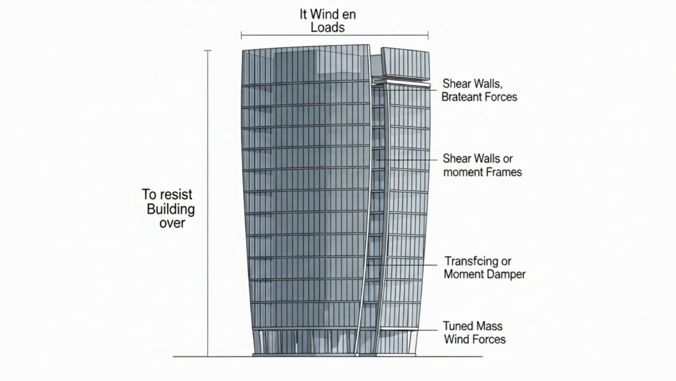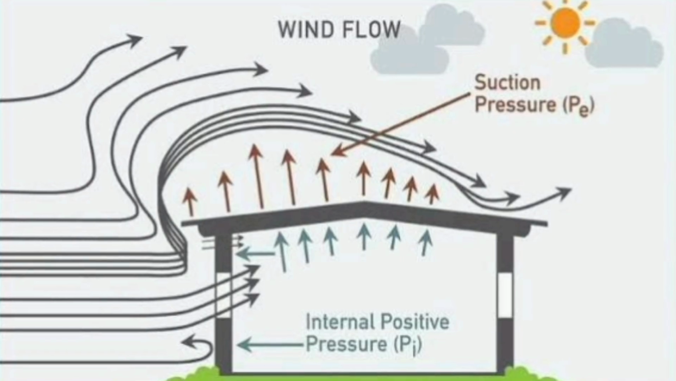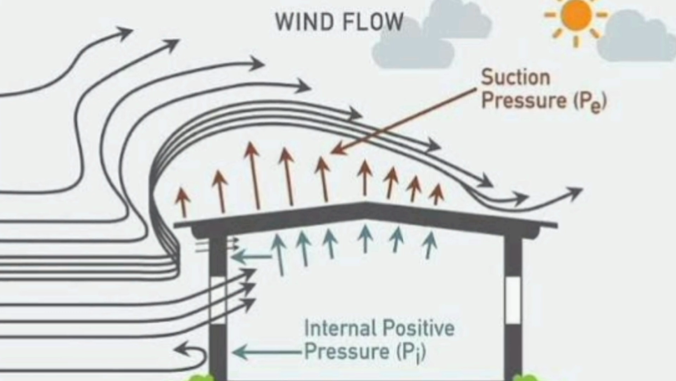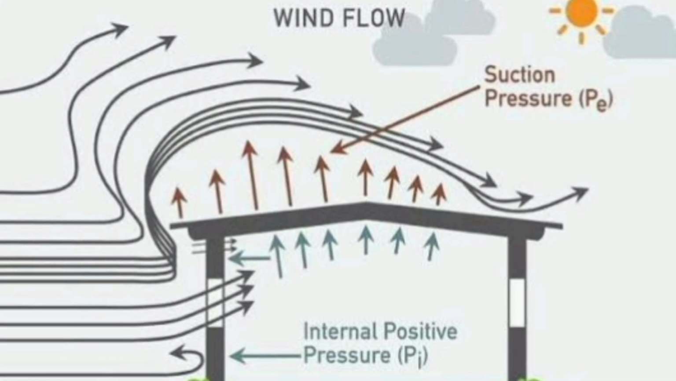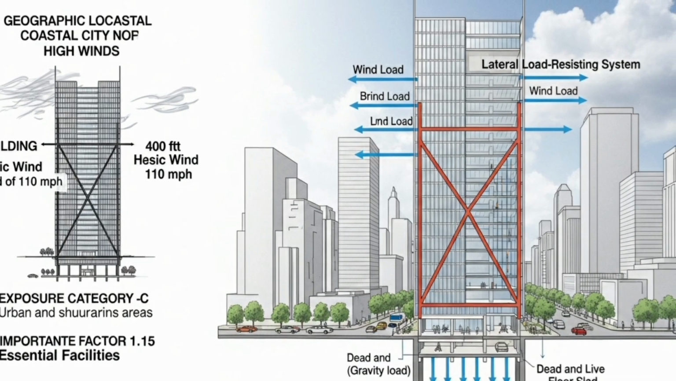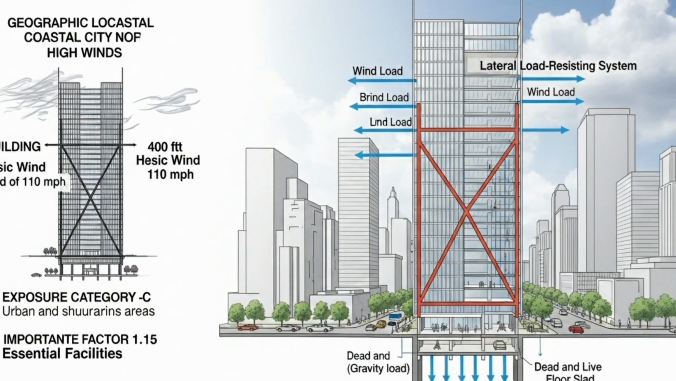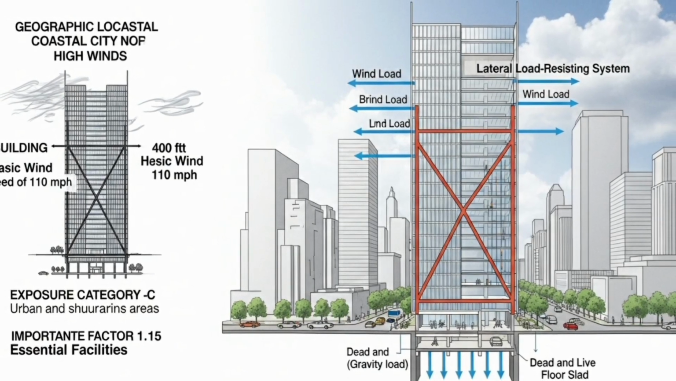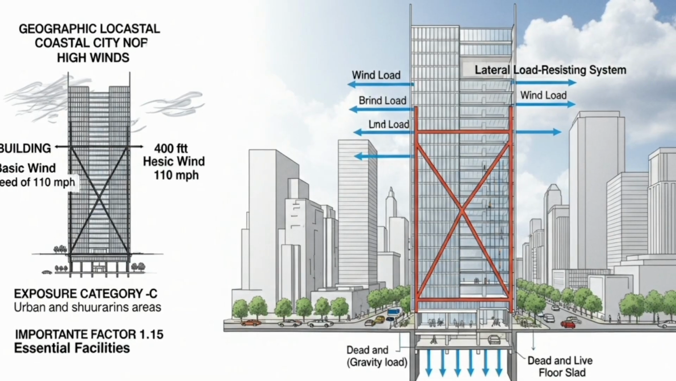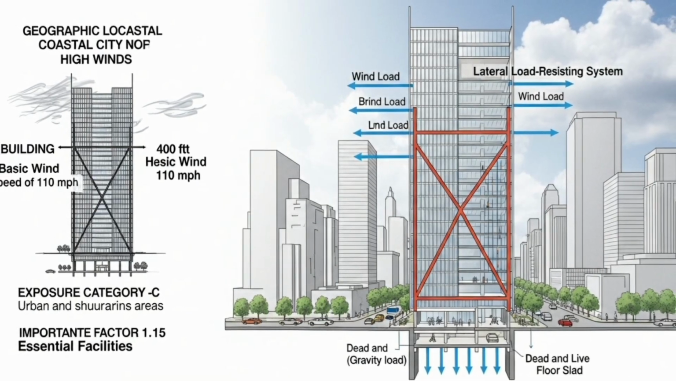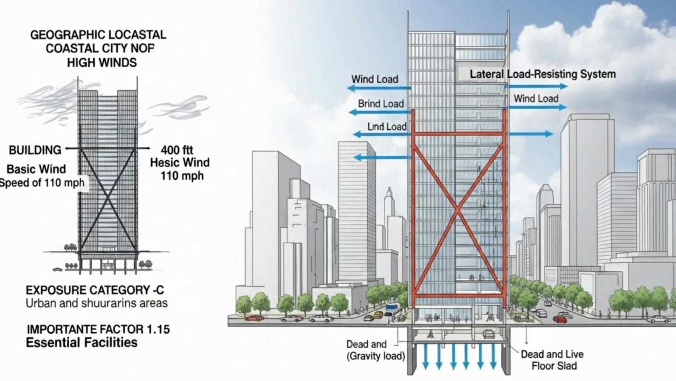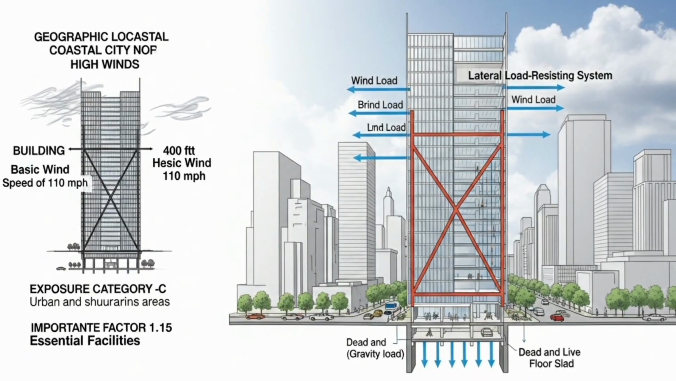The design wind pressure is calculated based on several factors outlined in the code: the building's geographic location and basic wind speed, its height and exposure category, is it in an open field or a dense city, and its importance factor. A critical architectural concept here is the lateral load resisting system. While dead and live loads are primarily gravity loads carried vertically down to the foundation, wind load is lateral. It wants to push the building over.